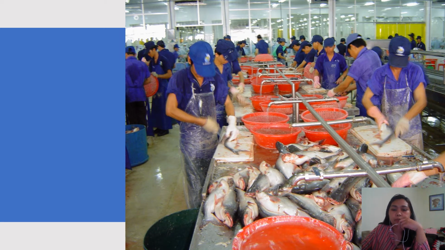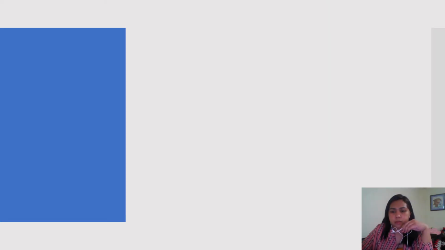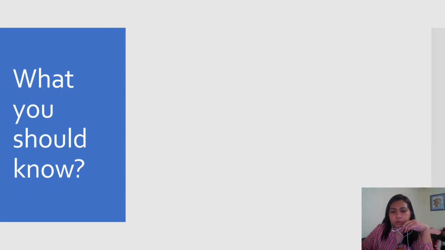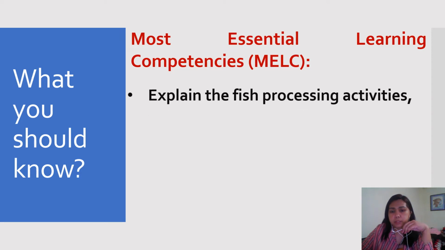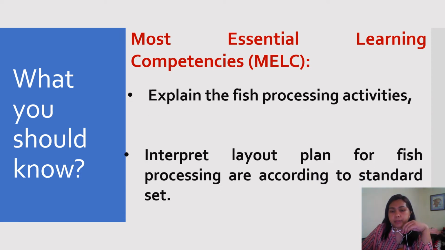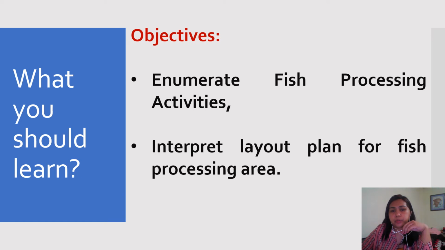Okay, so for this week, we have fish processing. What you should know, the most essential learning competencies for this topic are: explain the fish processing activities, interpret layout plan for fish processing according to standard set, and what you should learn, you should learn to enumerate fish processing activities and interpret layout plan for fish processing area.